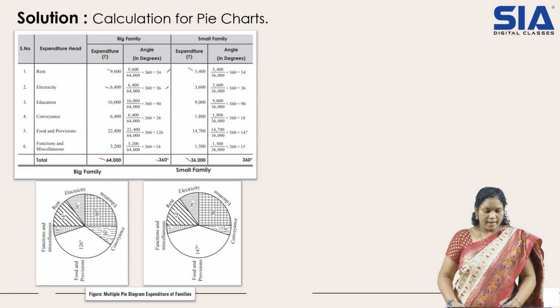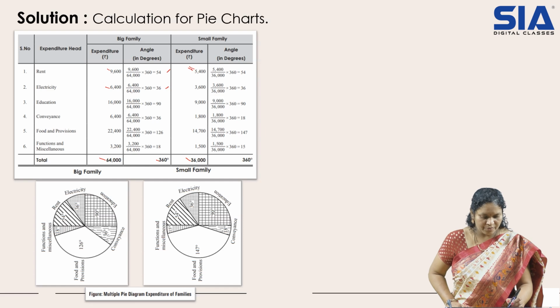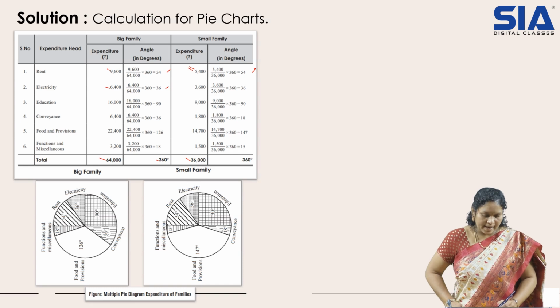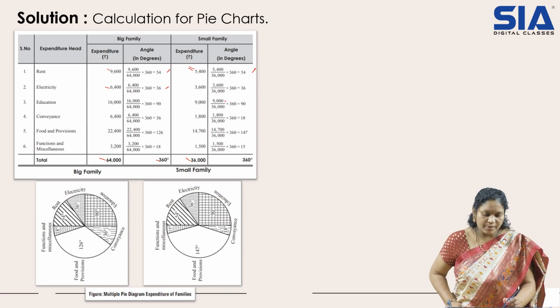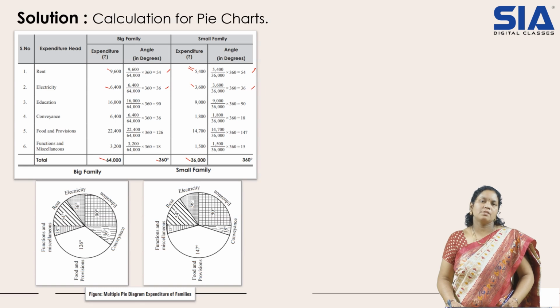That entire total you divide each value by, and multiply by 360 degrees. The first value, 5400, divided by the overall total 36,000 and multiplied by 360 gives 54, so I have converted the data into an angle. Similarly for the next value, 3600 divided by the overall total into 360, you get the answer. Go on like that for each value until the last. If you add up, you will again get 360 degrees.